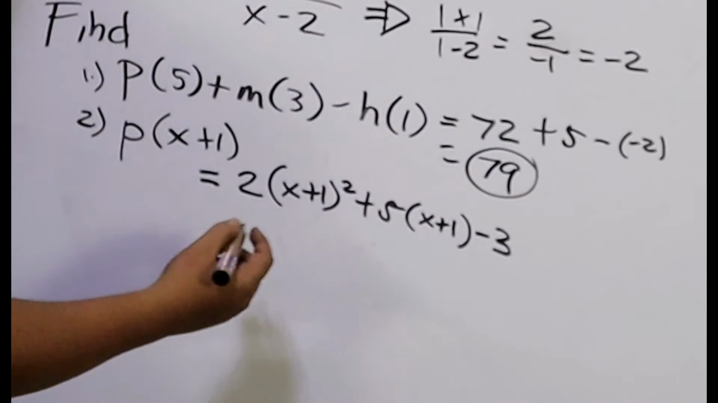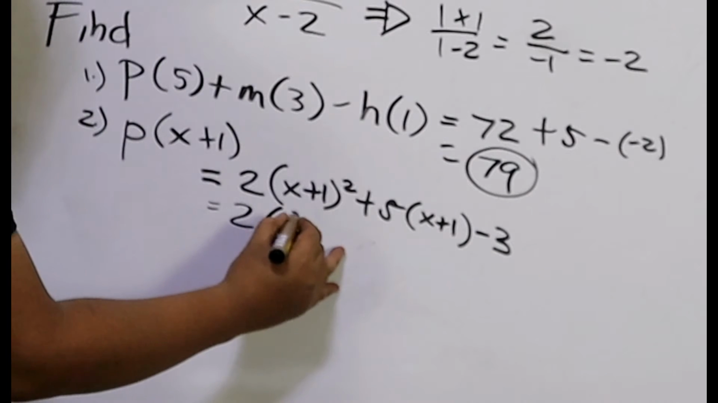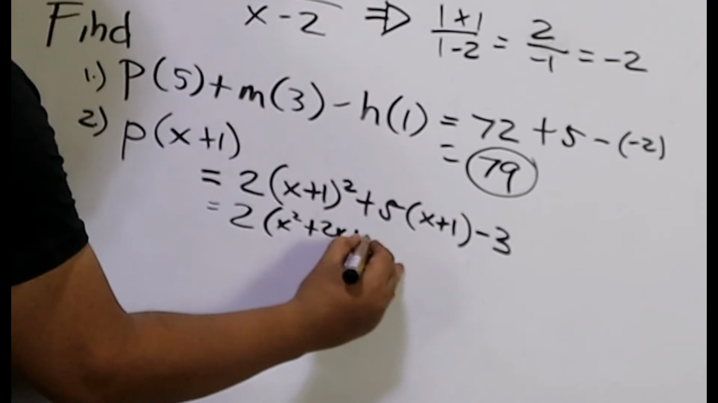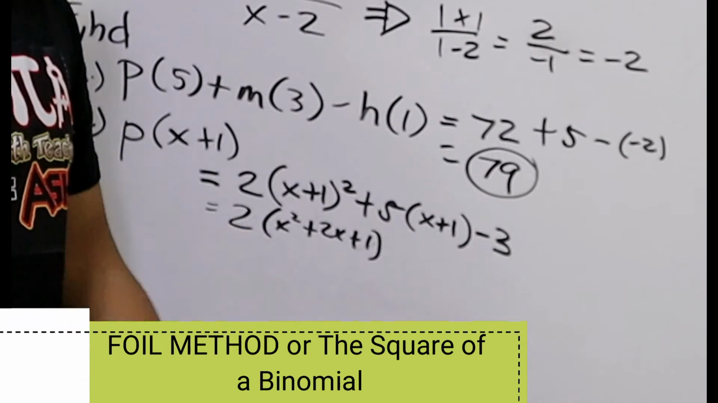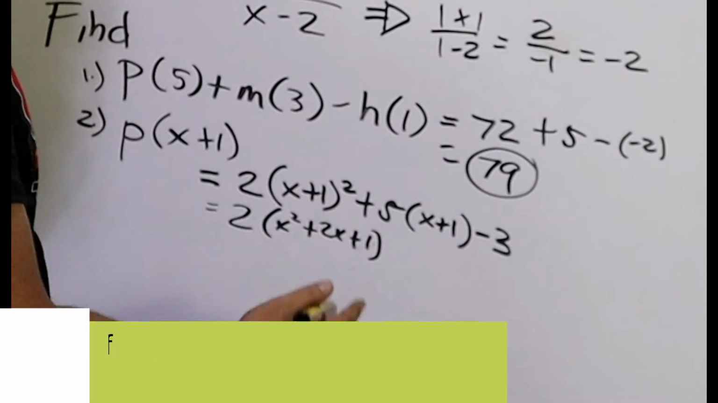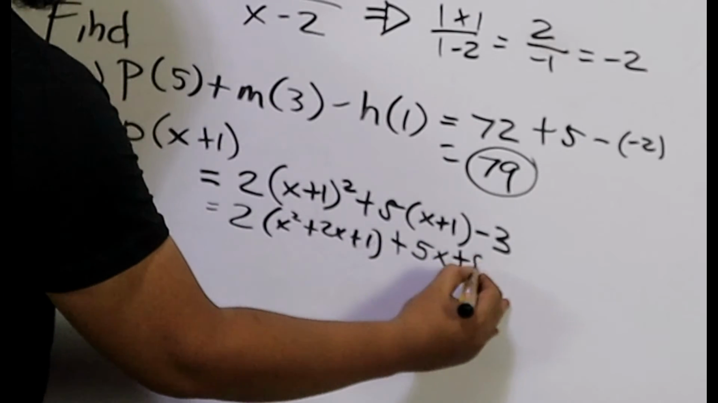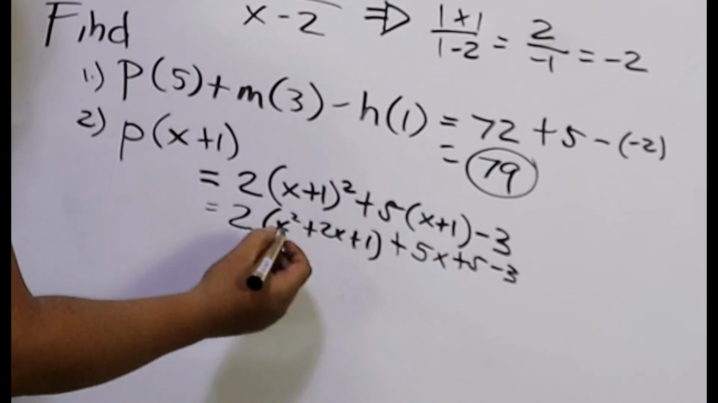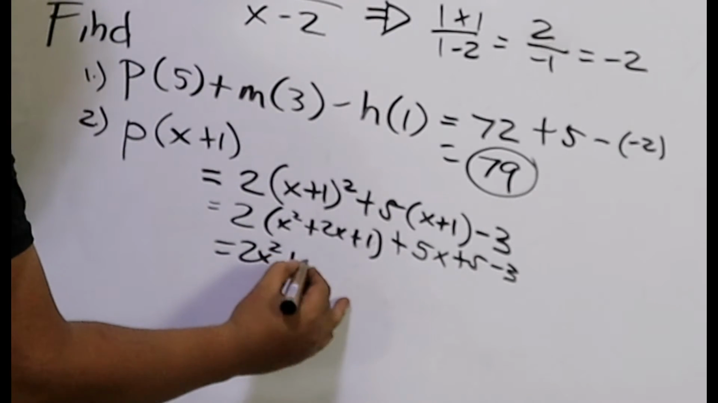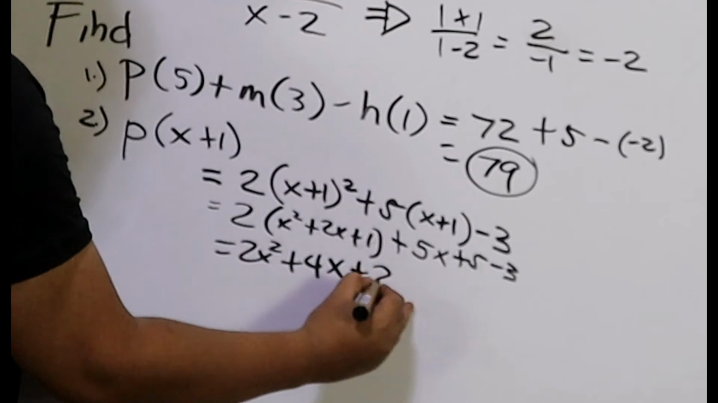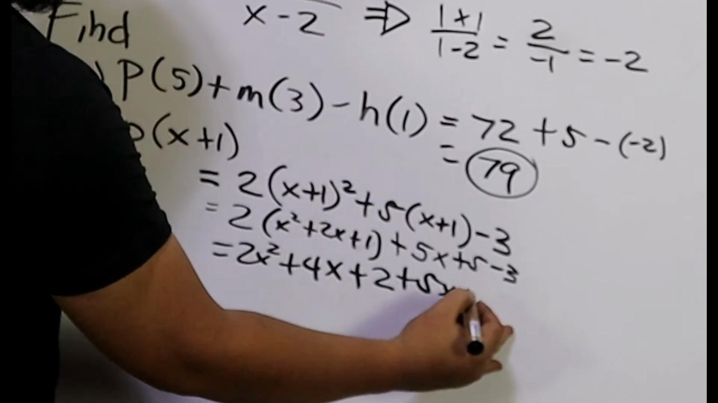Clear? Alright. Now, continuing, we have 2 times (x plus 1) squared, that is x squared plus 2x plus 1 by the use of the FOIL method and applying the square of a binomial. And then plus 5 times x, that is 5x. 5 times 1, that is 5, minus 3. So now you can simplify. You can distribute this one, giving you 2x squared plus 4x plus 2 plus 5x. So here, 5 minus 3, that would be positive 2.